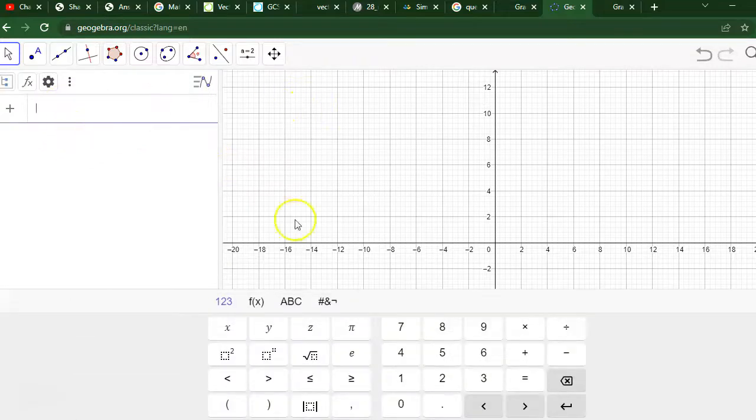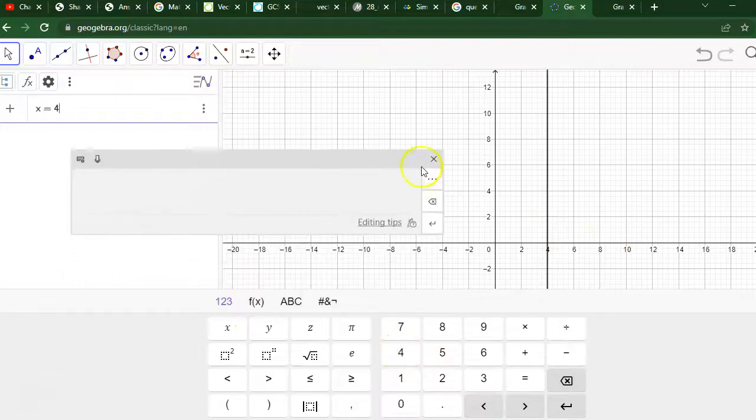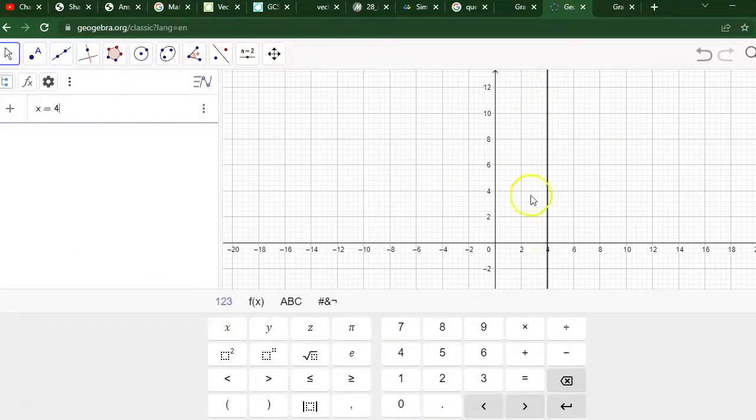Suppose you have to write an inequality. Let me write x is equal to 4. As I told you earlier, this is going to be a vertical line. x is equal to 4, it is passing through here.